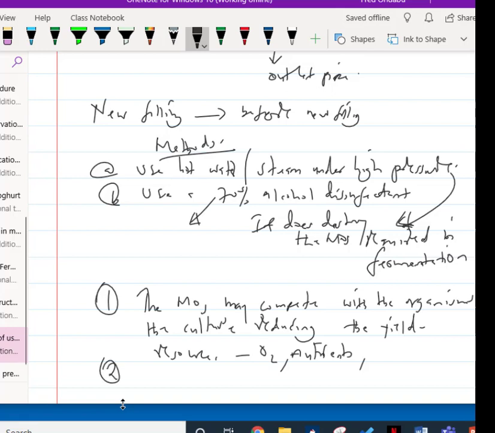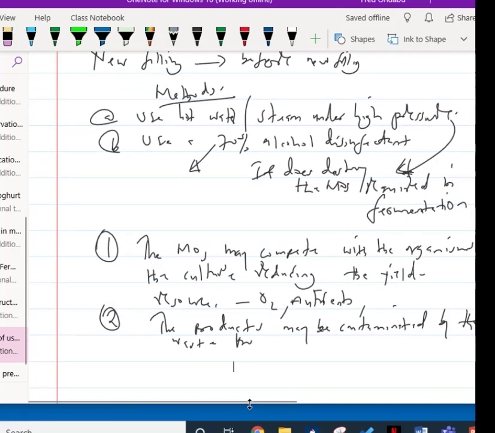Then two, the products formed from this process may end up being contaminated by the waste products from those microorganisms.